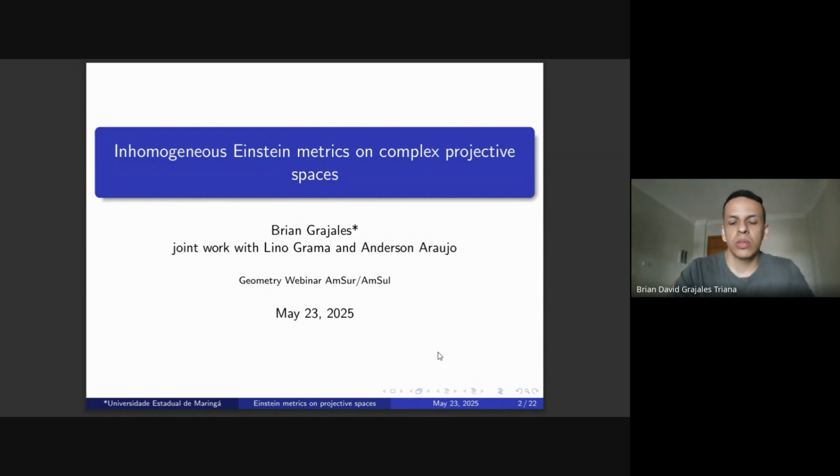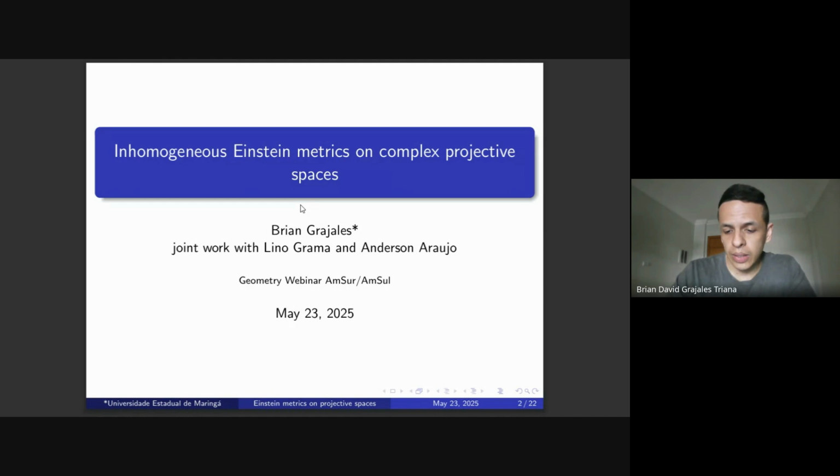I'm going to talk about some inhomogeneous Einstein metrics on complex projective spaces, and I want to point out that we are dealing with inhomogeneous Einstein metrics, but the metrics we are going to talk about preserve some symmetries. We are going to consider an action, but not a transitive action, but a cohomogeneity one action.